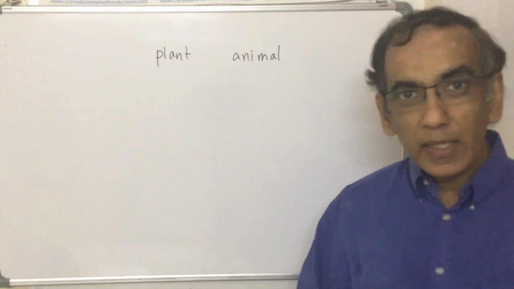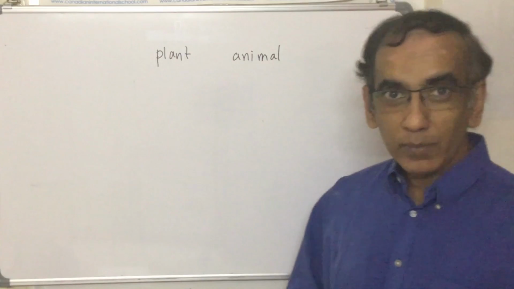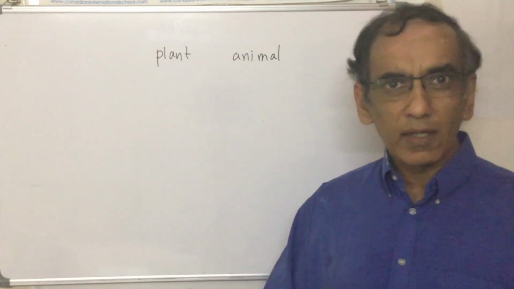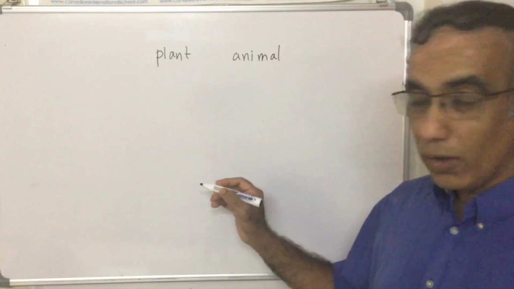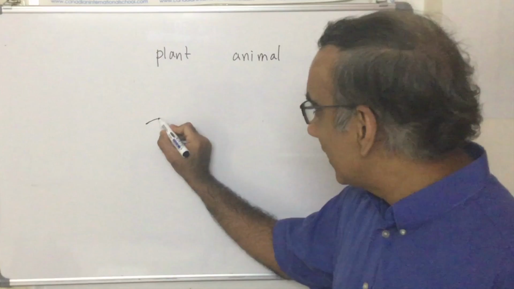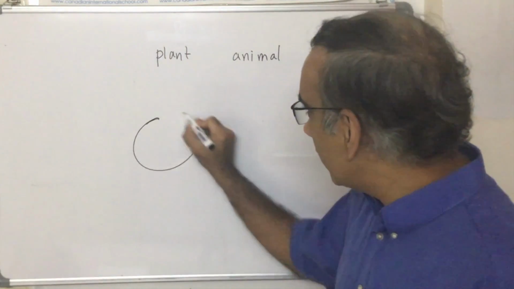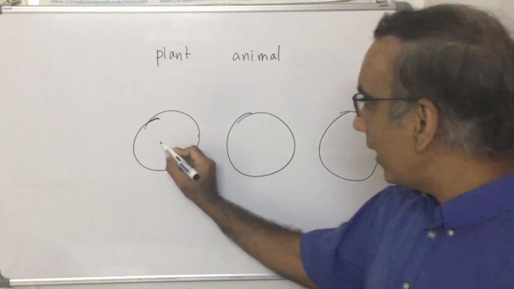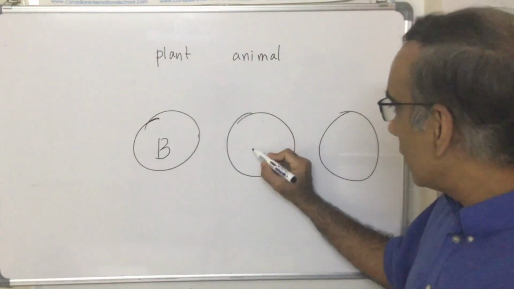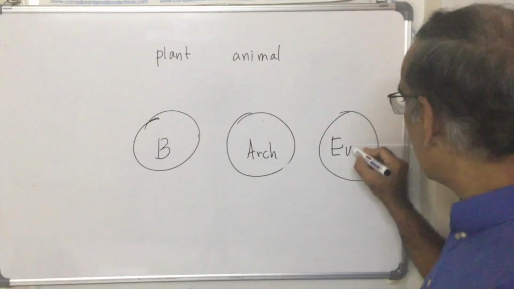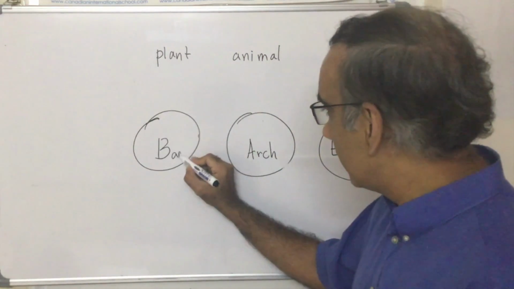The three-domain system is something that biologists have come to agree upon within the last 100 years. Based on certain bits of evidence which weren't around in the time of Carl Linnaeus, we now have three domains to consider. The domain bacteria, the domain archaea, and of course the domain eukarya.